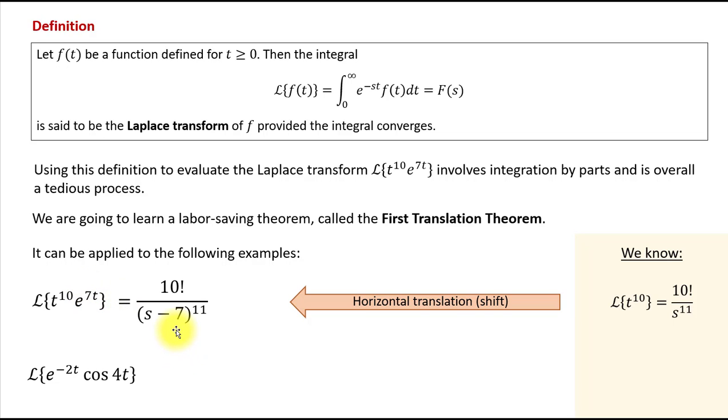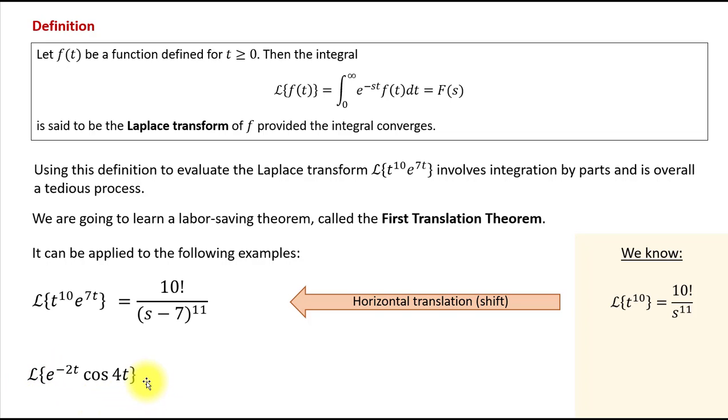So look at the final answer. The result has the same form as the Laplace transform here, with the only difference that instead of s, we have s minus 7, which came from the power of e. And yes, the sign is opposite here, and it will always be. Let's try it with a second example.